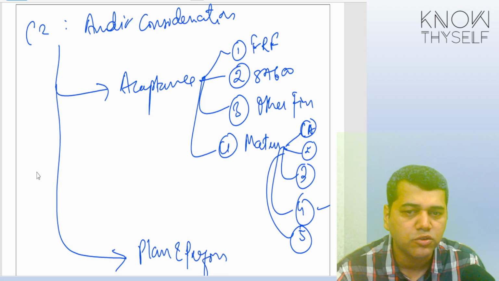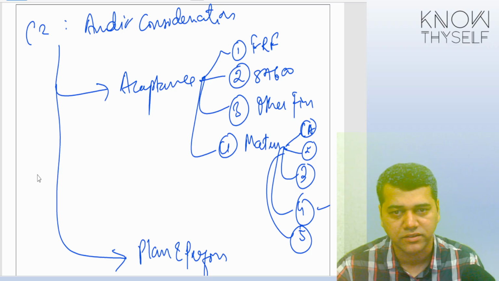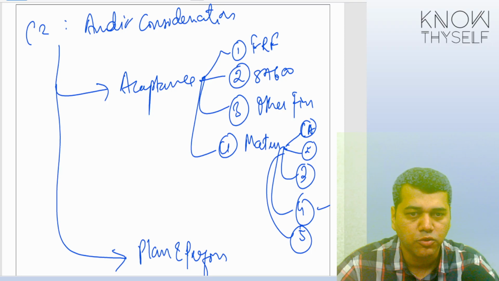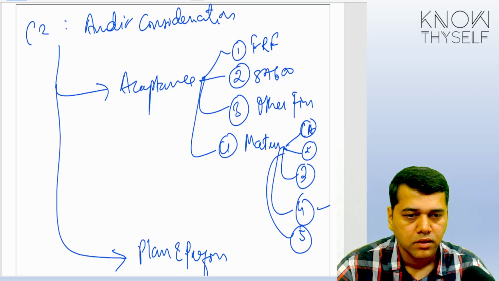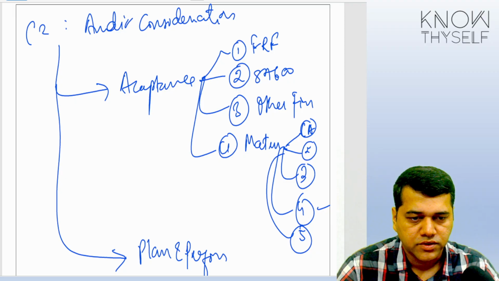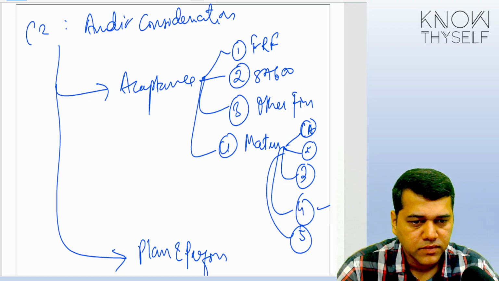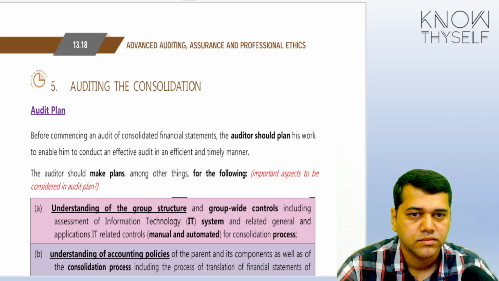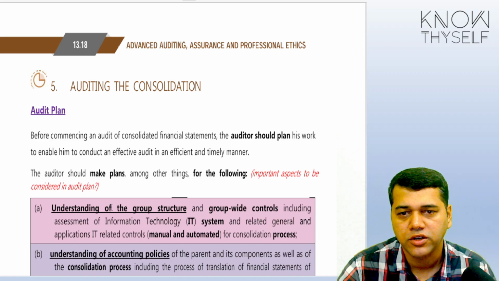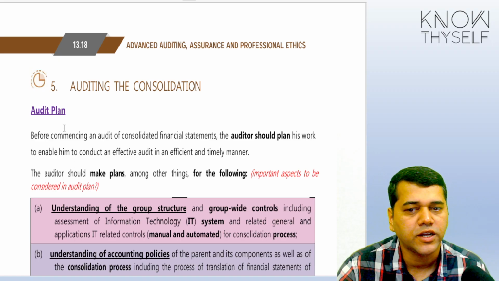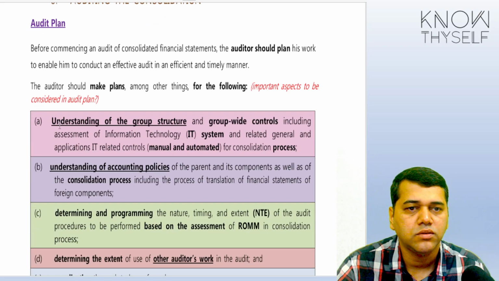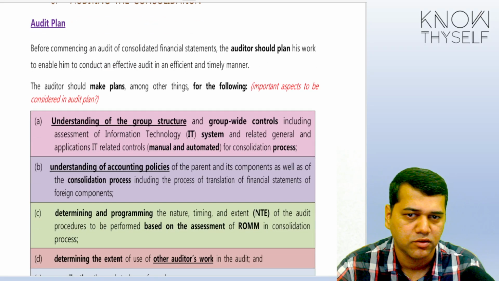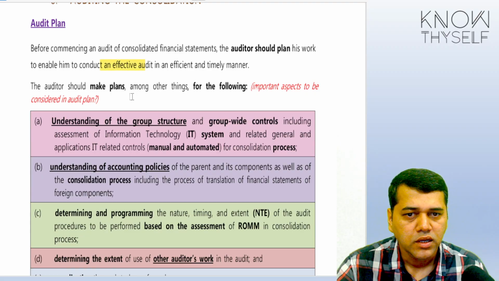This is very similar to what we have done in the SA 800 series, because this is more like a special audit now. So you have to plan and perform. Okay, students, today we will proceed further. We'll see how to plan and perform the audit of the consolidation. First, the auditor has to make a plan. The auditor should plan his work so that he can conduct the audit in an effective manner.